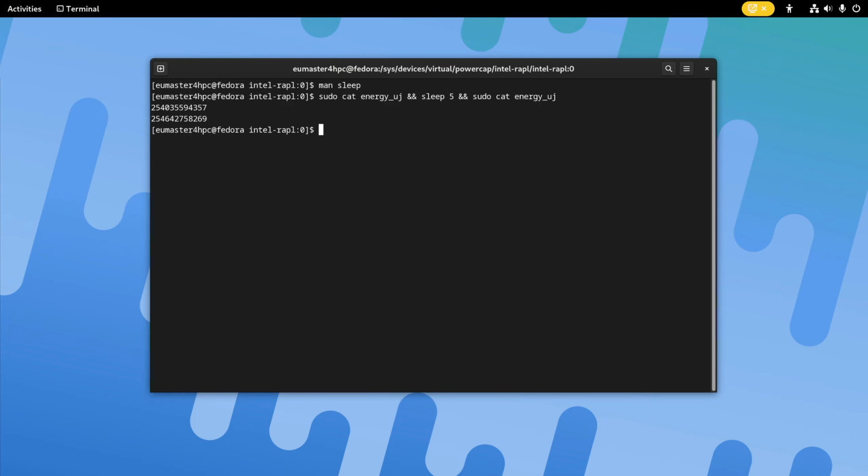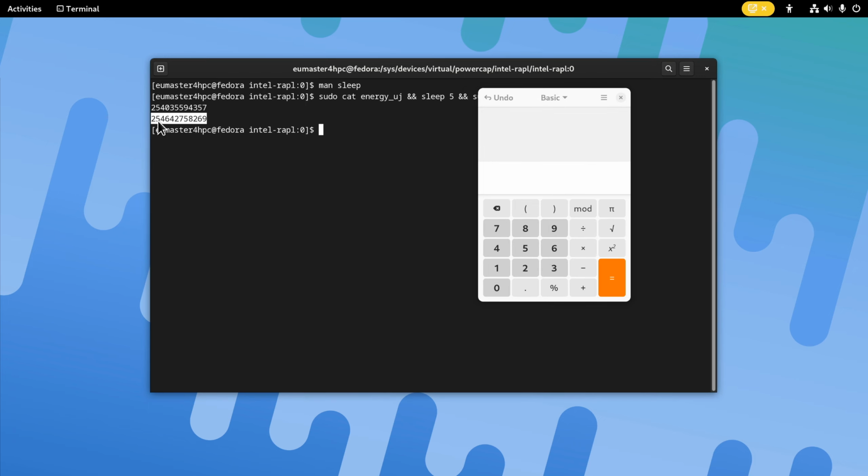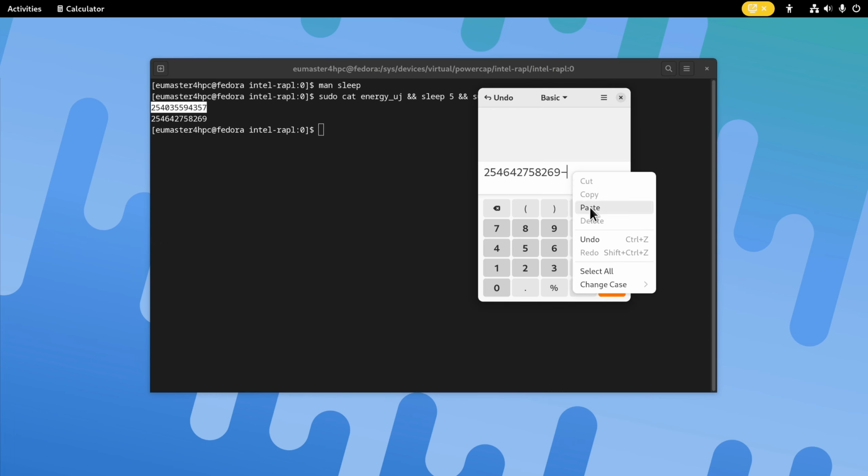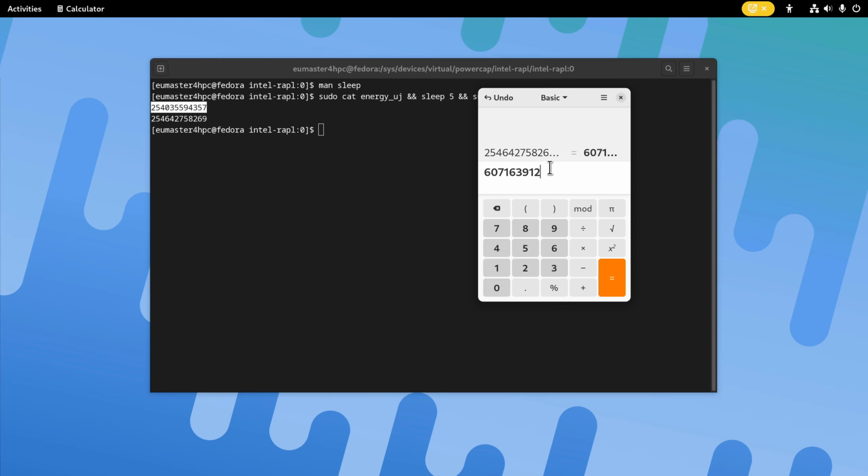These two values represent the energy consumed since an arbitrary but fixed point in time. By taking the difference between these values, we can calculate the total energy consumed during the measurement period. We can divide it by 1,000,000 to get the energy in joules. And then divide the value by the number of seconds to get the average wattage of the processor during the measurement period. In this case, the average wattage is around 120 watts.